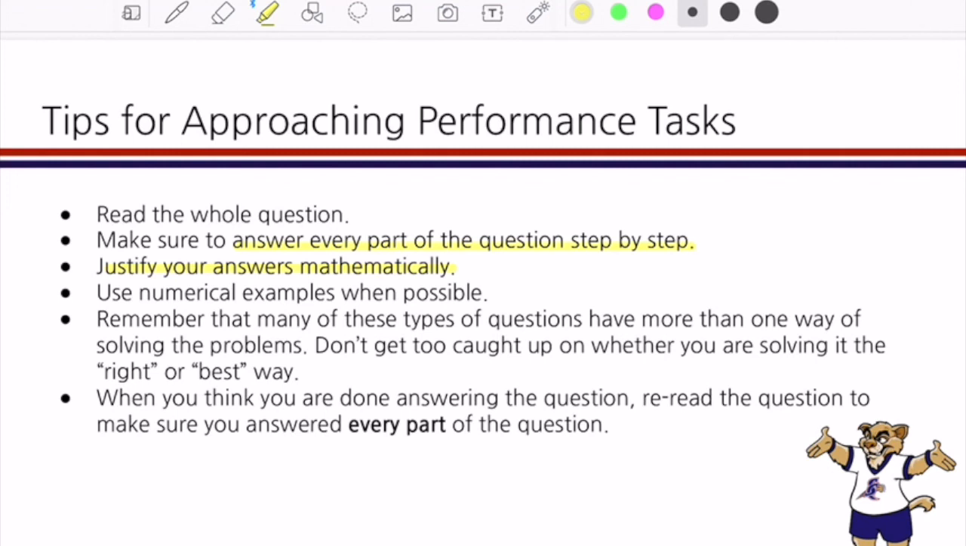You want to make sure too that you remember that a lot of these questions have more than one way of getting the answer right. And so it's your job to explain your reason for your work being correct. And then it was so important that we put it on here twice.